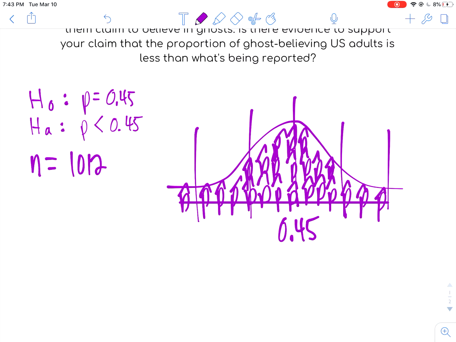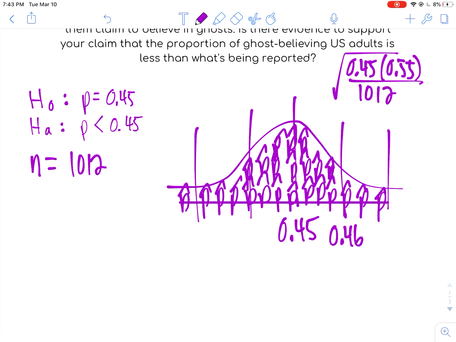Now, I already calculated the standard deviation. I got 0.016. How did I do that? I used my null hypothesis, that assumed parameter, and my formula here: probability of success, probability of failure, divided by sample size. So now I'm going to draw a sampling distribution based on that.